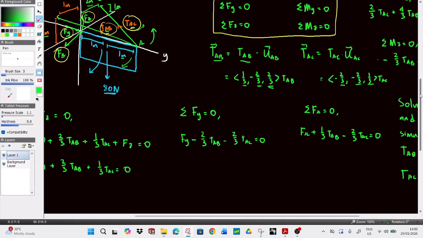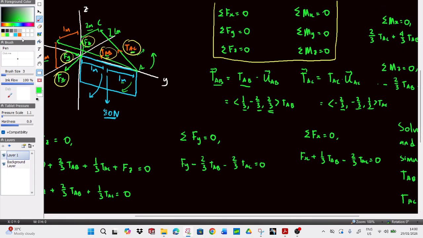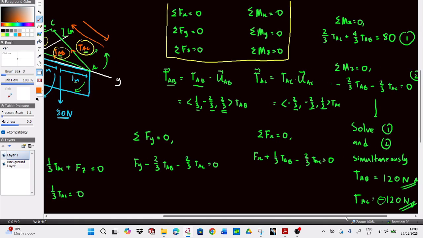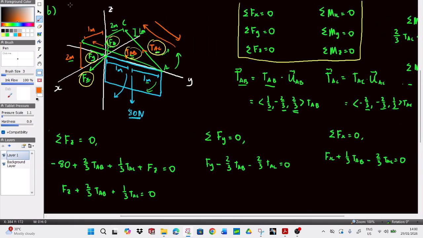So meaning to say that TAC actually, it's not really pulling from A. It's not actually pulling, by the way. It's actually more like it's probably supporting it. And TAB is correct. It's pulling actually. Okay. So regardless, whatever values of TAB and TAC you have got, we just plug them in, and then eventually you can easily get your FZ.